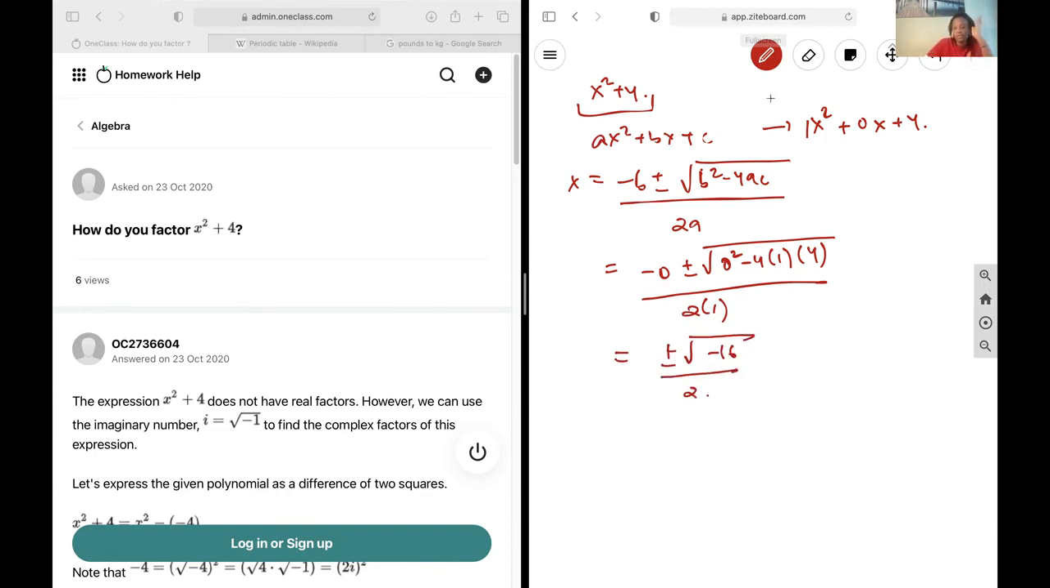Now what we can do is use the fact that the square root of a times b is equal to the square root of a times the square root of b. And so what we're going to do is rewrite this as the positive or negative square root of 16 multiplied by the square root of negative 1, all over 2. We know square root 16 is going to give us 4, so it's going to become positive or negative 4, and square root negative 1 is a special number called i, so plus or minus 4i over 2.